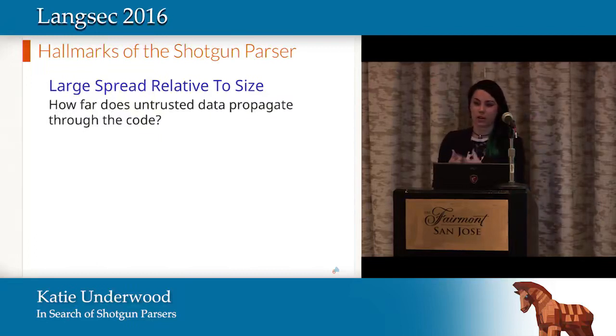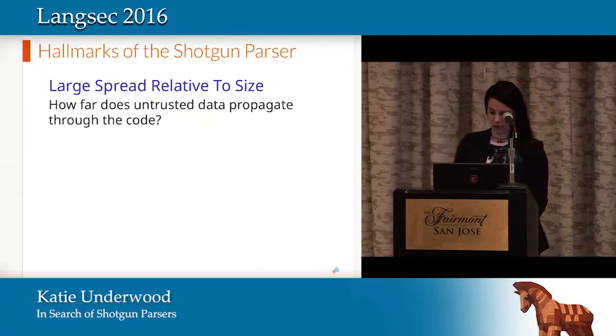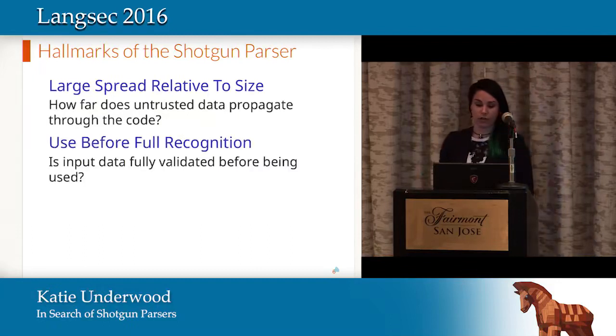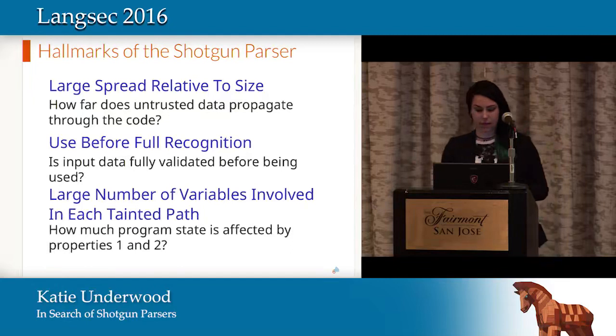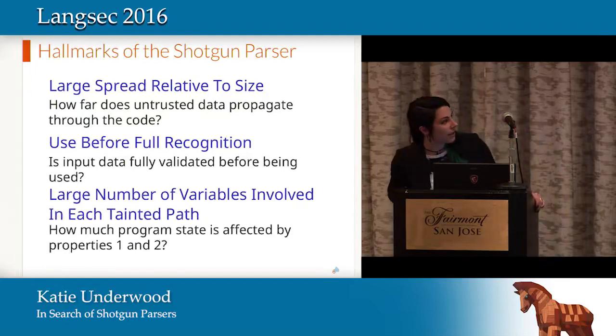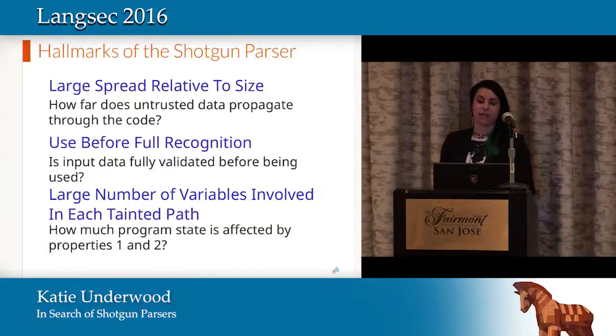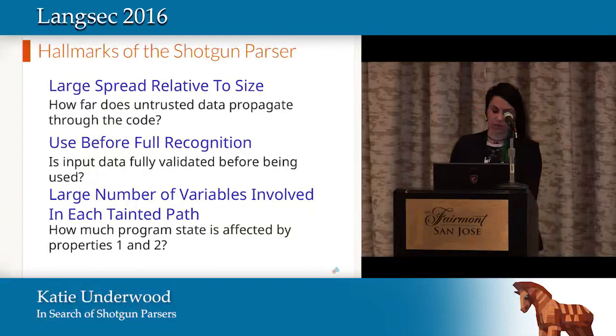First being large spread relative to size. So when that untrusted data enters your code, how far does it actually propagate? Secondly, the use before full recognition property, obviously, is that input data being validated before the first time that you use it? And thirdly, the large number of variables involved in each tainted path. So how many pieces of program state are being affected by properties 1 and 2?